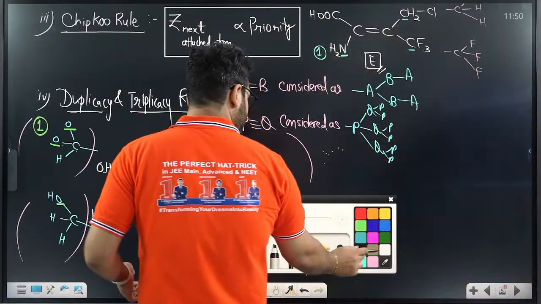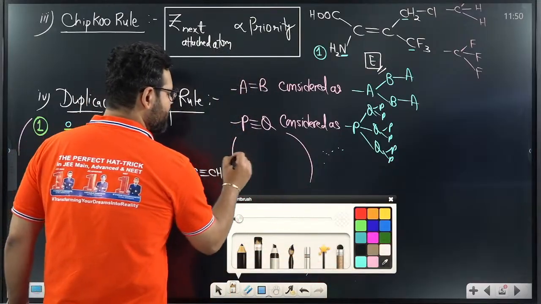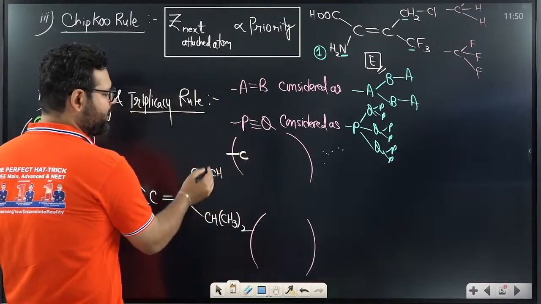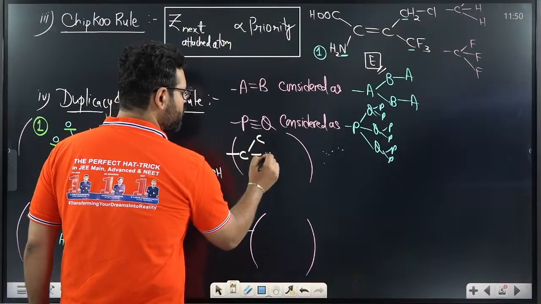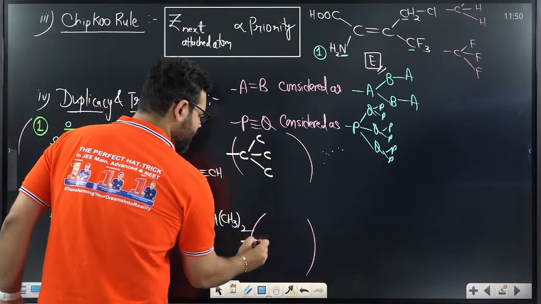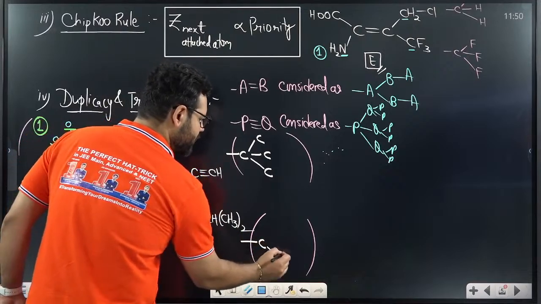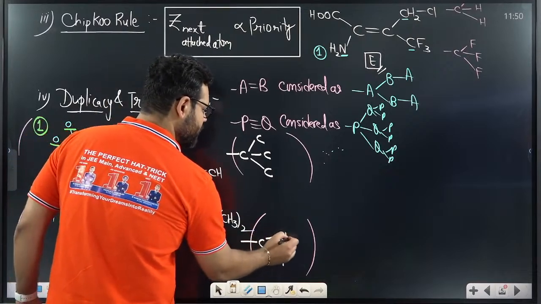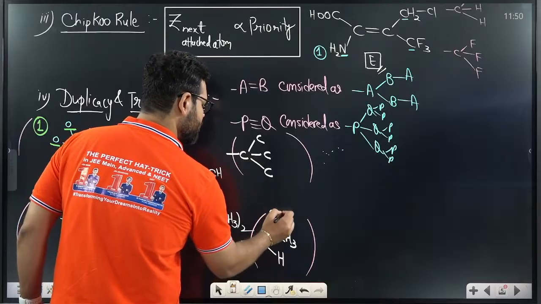This side, C triple bond H means this carbon is attached to three more carbons. One carbon, two carbon, three carbon. This is what it is, a carbon attached to a hydrogen and two CH3 groups. CH3, CH3.